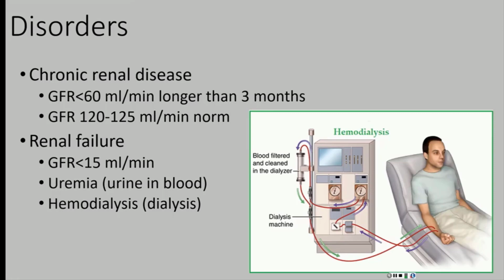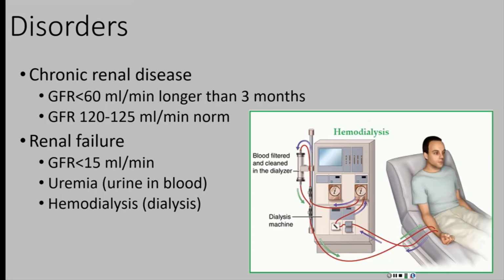And when this happens, it leads to something called uremia, which literally means urine in the blood. It does not mean that urine is showing up in your blood. What it means is the parts of your blood that should have been cleansed by your kidneys and left your body in the urine are now remaining in your blood.